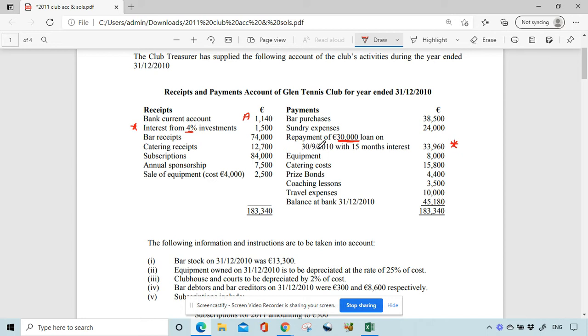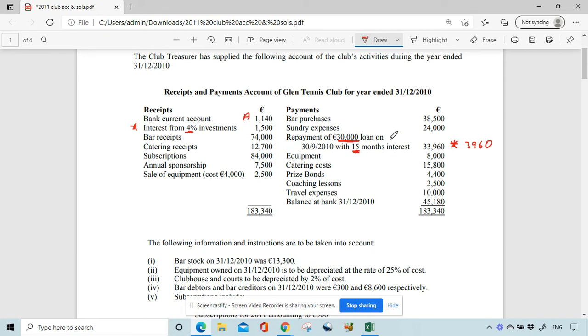The loan was repaid at the end of September with 15 months' interest, and just a bit of mental arithmetic would tell me that the loan interest, as the difference between the two, would be 3,960. So that 3,960 is 15 months' interest. We paid off the loan at the end of September.